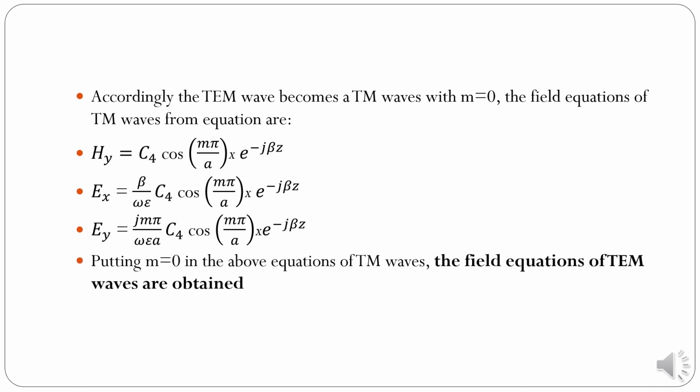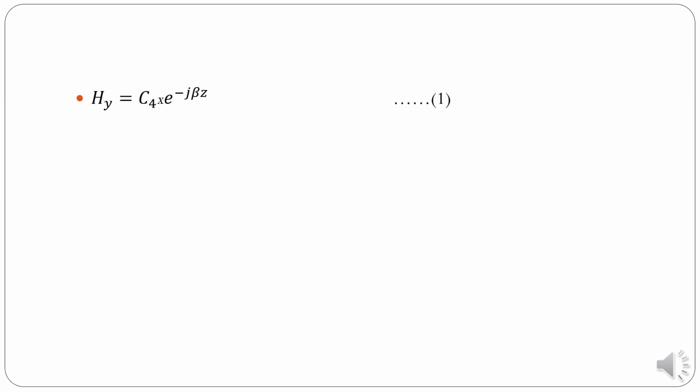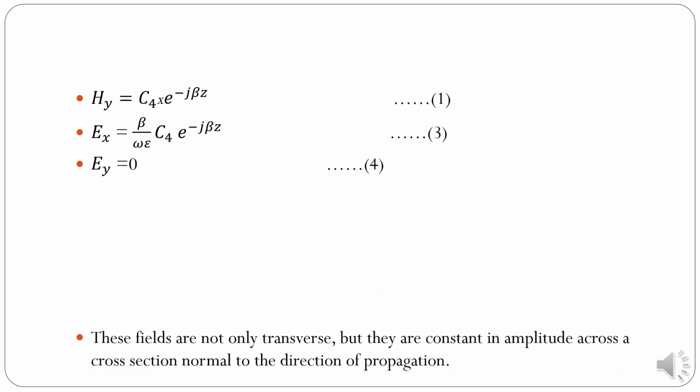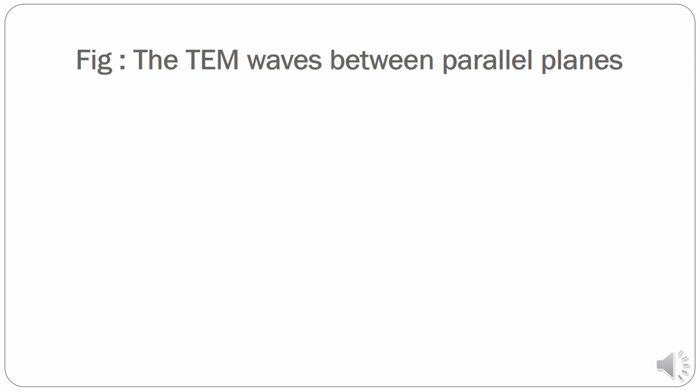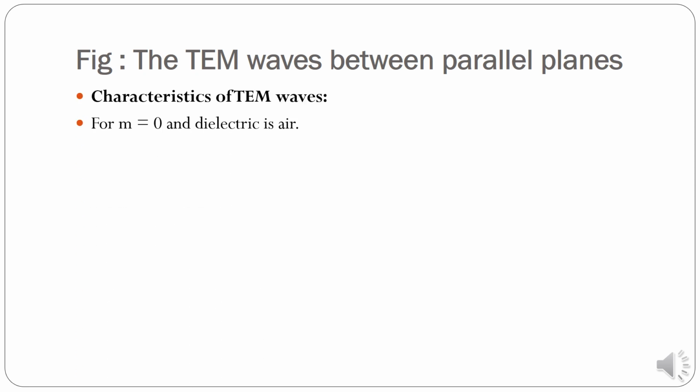Putting m equal to 0 in the above equations of the TM wave, the field equations of TEM waves are obtained. Hy is equal to C4 e power minus j beta z. Ex is equal to beta by omega epsilon C4 e power minus j beta z. Ey is equal to 0. These fields are not only transverse but also constant in amplitude across the cross-section normal to the direction of propagation.